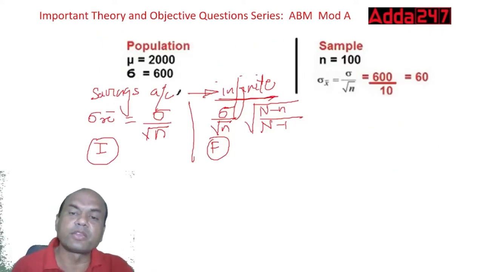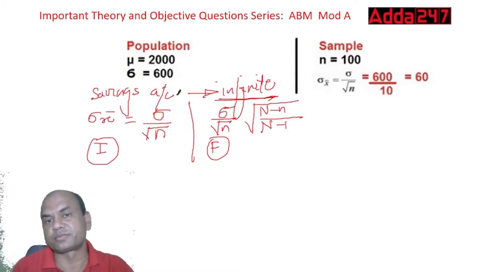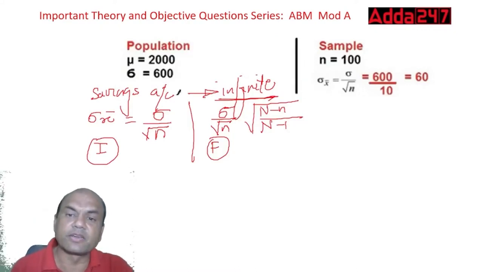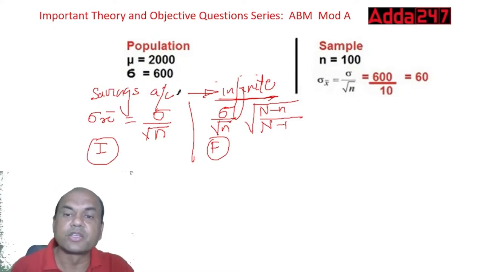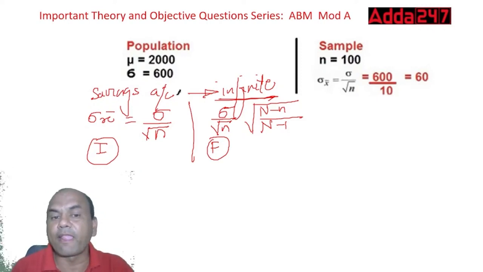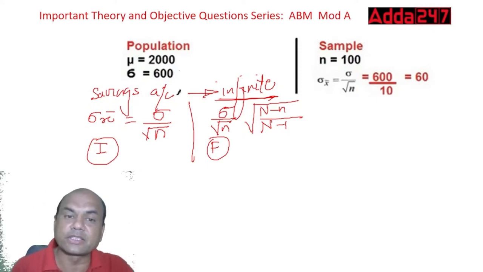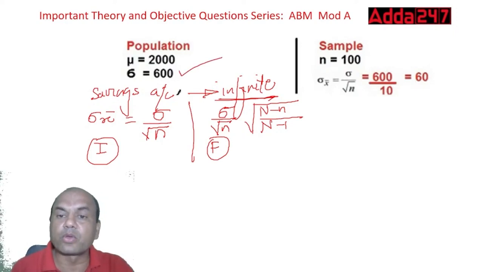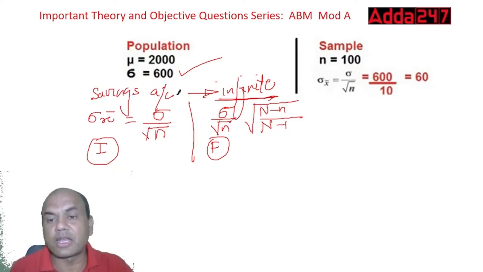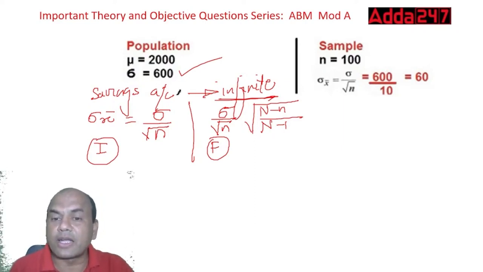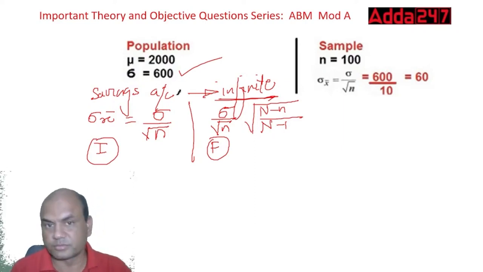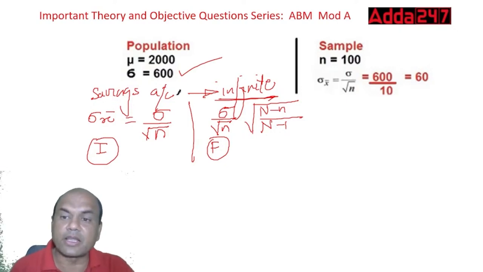Firstly, you have to find out the standard error. Standard error is given as sigma upon root of n, because this is an infinite population. What is sigma? Sigma means standard deviation. Here it's given 600. So 600 upon root of 100. Root of 100 is 10. So 600 upon 10, you are getting 60. So my standard error is 60. Clear? Simple.